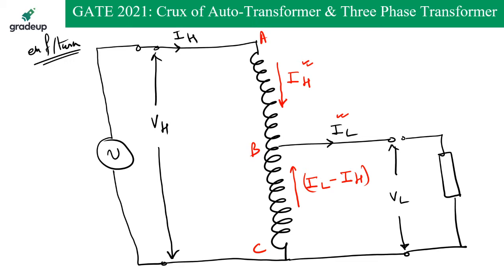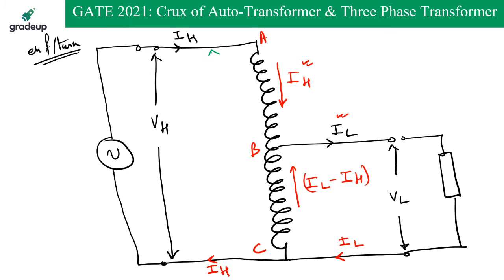Now for any terminal, whether it is primary or secondary, whatever current is coming, that must be going. Whatever current is going, that must be coming. So if the going current is IL, the incoming current is also going to be IL. If the incoming current is IH, then the outgoing current must be IH. This is how you are going to make the connections, and you are going to write the voltages and currents for an auto transformer.